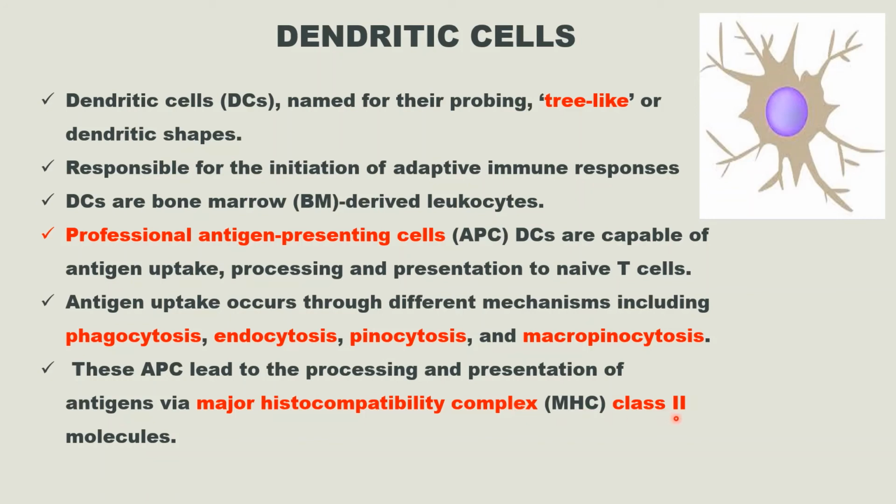molecules. So on the surface of this dendritic cell, MHC class 2 molecules are present. These dendritic cells present antigens to naive T cells via this MHC class 2. On the surface of B cells also MHC class 2 is present. In dendritic cells also MHC class 2 is present.